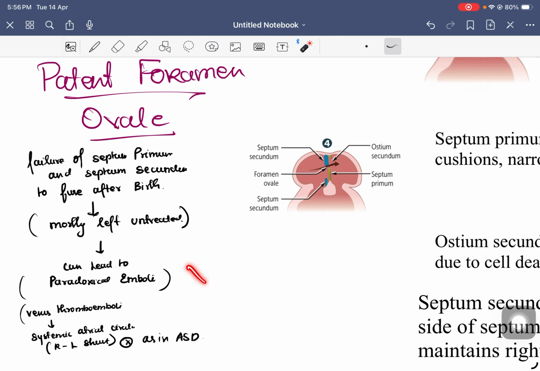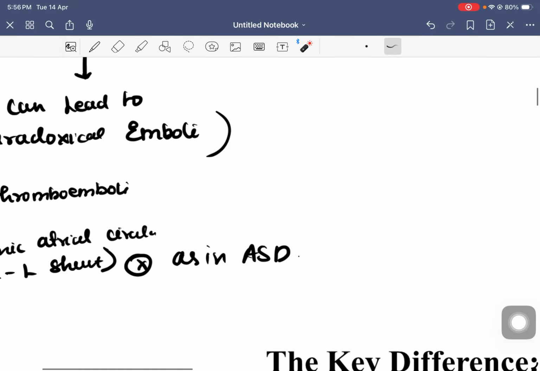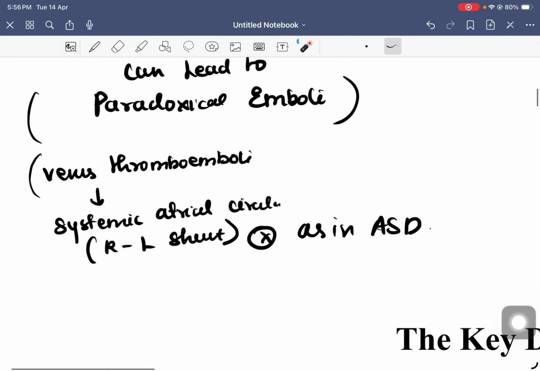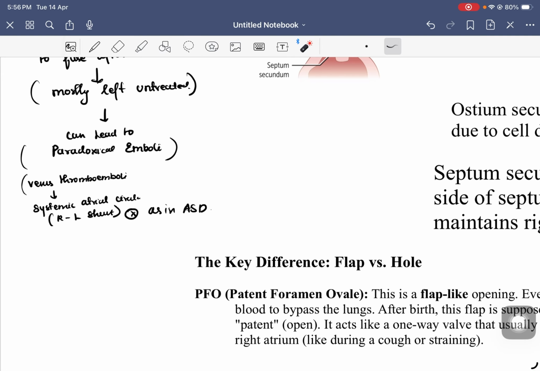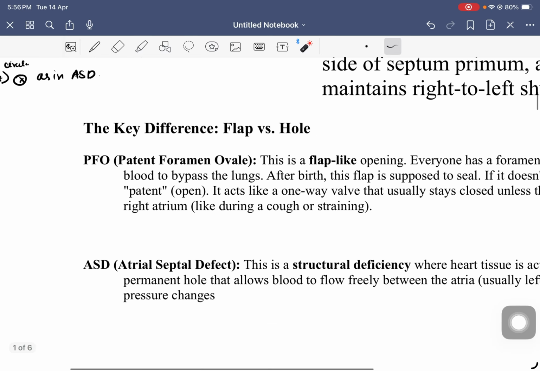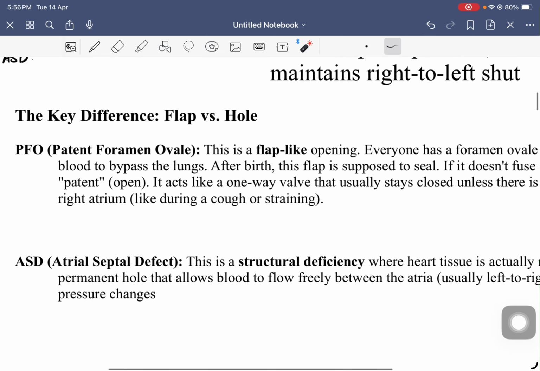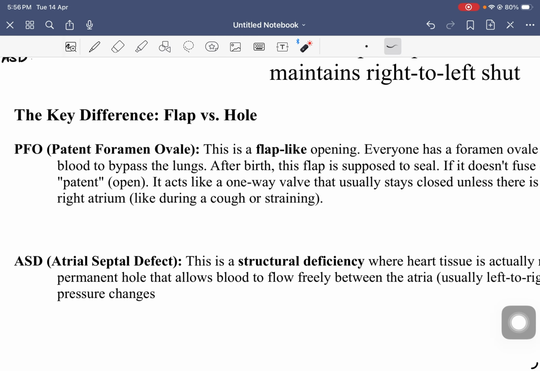But this may lead to paradoxical emboli. What is paradoxical emboli? When venous thromboemboli move into the systemic arterial circulation, which is a right to left shunt, as it is seen in atrial septal defect. So now we have to know the key difference between the patent foramen ovale and atrial septal defect, which is nothing but flap versus the hole.